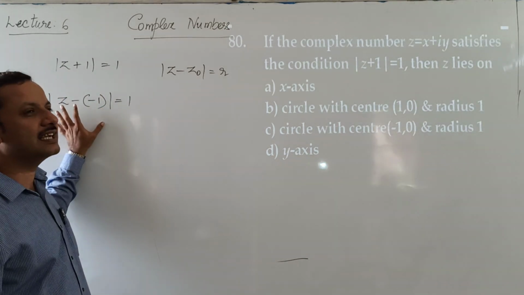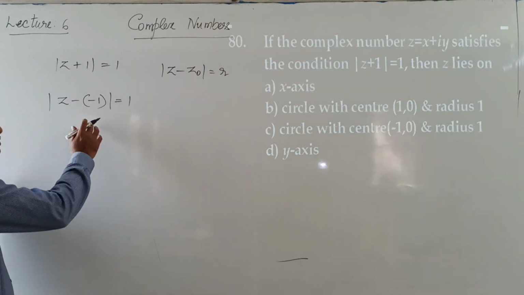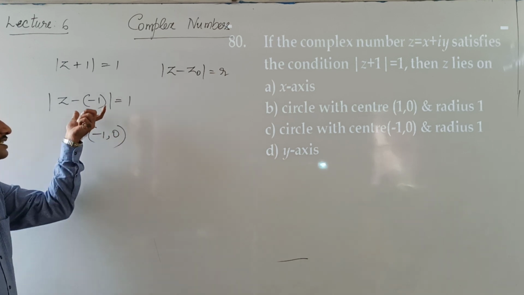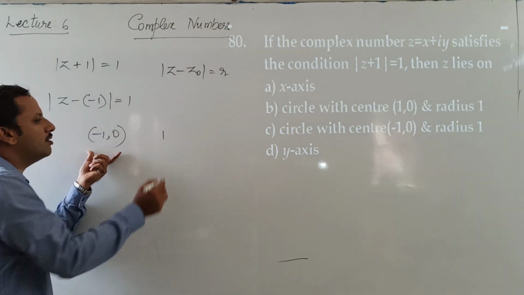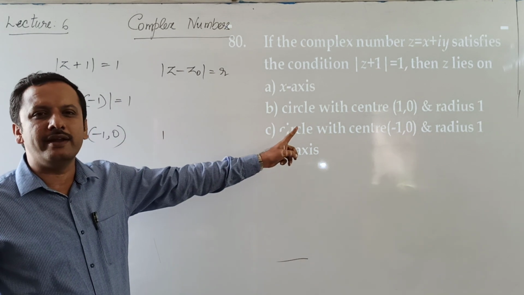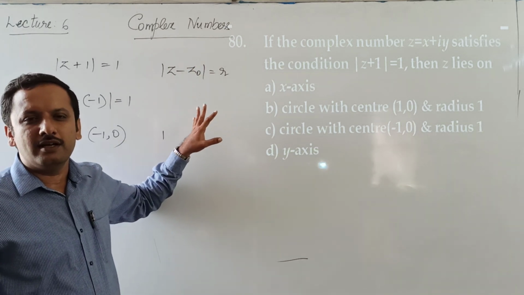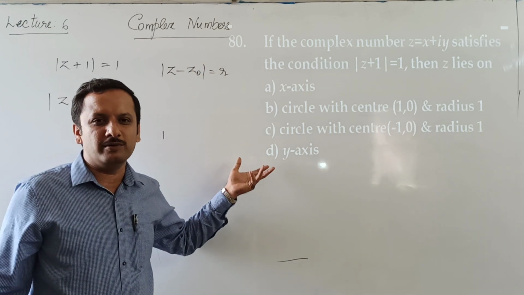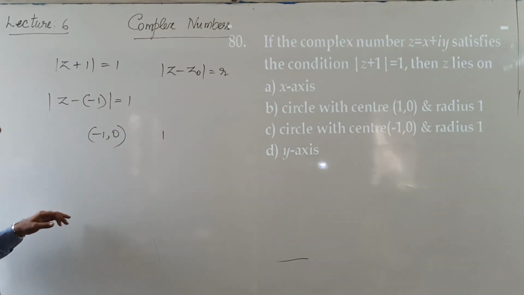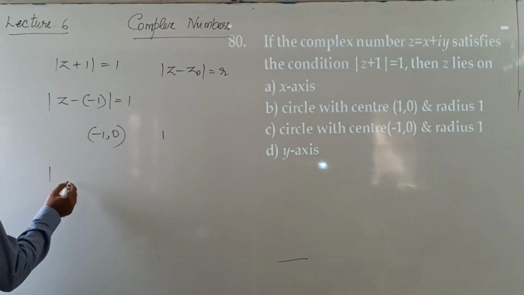So this represents a circle with the center at minus 1 and a radius 1. Center at minus 1 means I am talking about (-1, 0). So this represents a circle with the center at (-1, 0) and a radius 1. If you know this formula, it's direct. If you don't know, what do you have to do, that is your doubt, right? So I will explain what you have to do if you don't know. Of course, I advise you to remember this formula. If you don't know that formula, even then you can solve it.